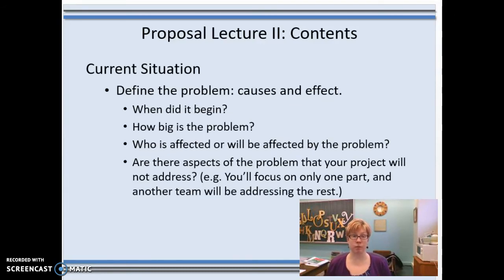So you could also talk about when the problem began, how big is it, who is affected by it, are there aspects of the problem that your project is not going to address? That's a key one. Sometimes you have ideas that are much bigger than what you can get done in a 16-week semester. And so defining the parameters of the problem you're going to address can be really key to keeping the scope of your project manageable.